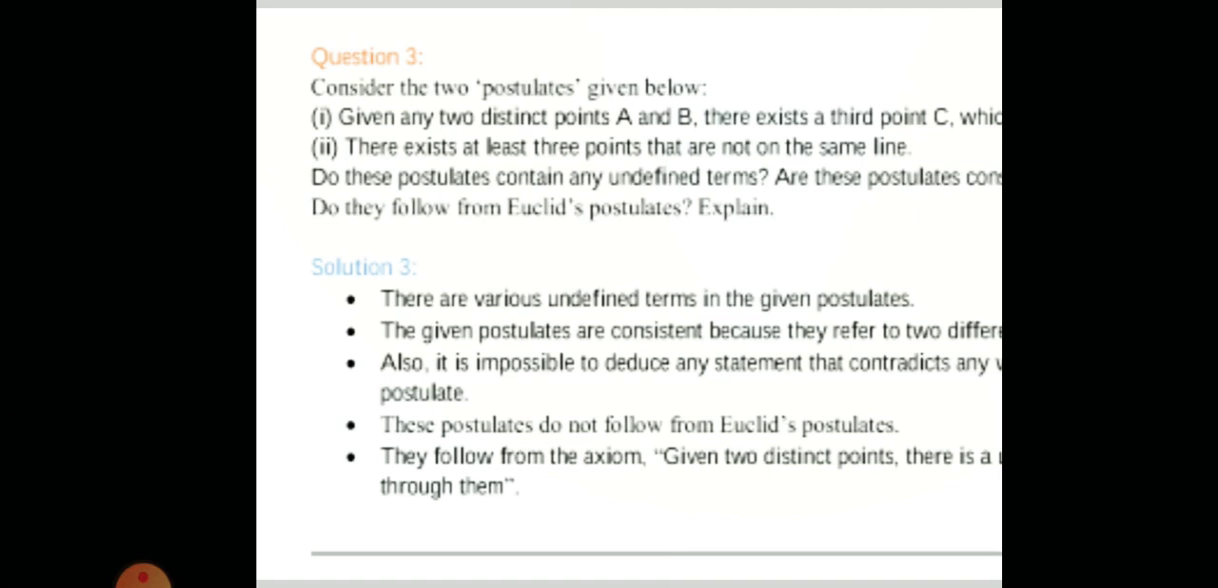It is observed that the postulates do not follow Euclid's postulates, however they follow Euclid's axiom, which follows Euclid's postulate 1, that for given two distinct points there is a unique line that passes through them.